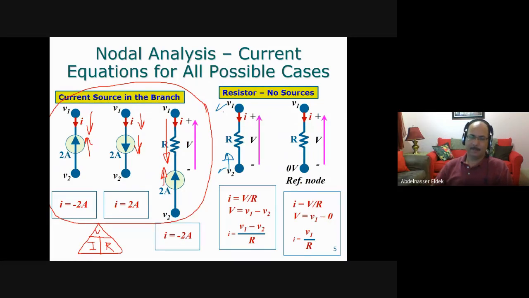If you have another situation like this one here, and you want to calculate the current, it's the same. What's the difference? If the other node is a reference, is 0, then I need to calculate this current here. This current equals V1 minus 0 volts divided by R, which is V1 divided by R.